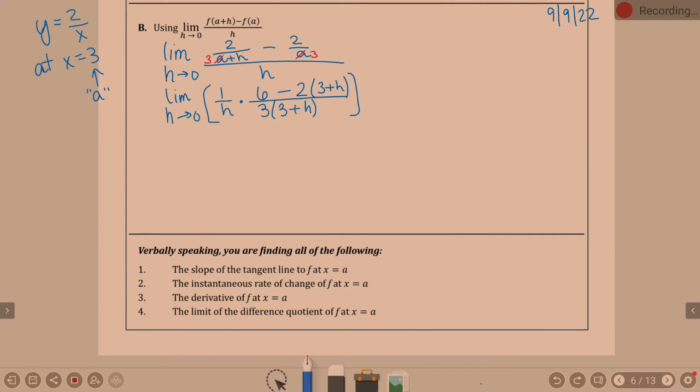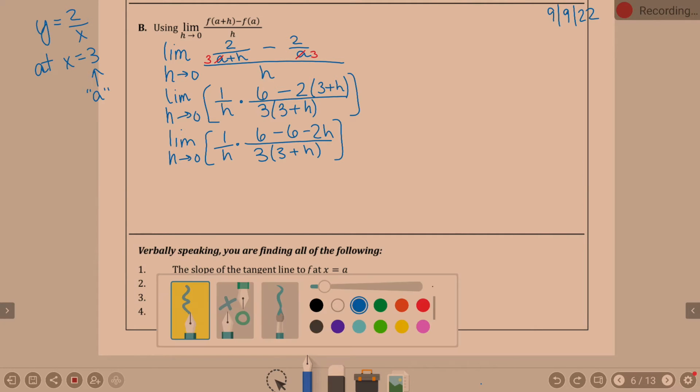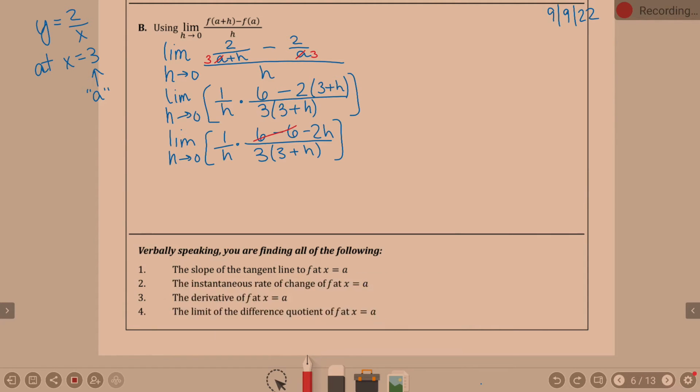Okay, are we better? It'll be nicer to work with the 3 anyways. The limit as h approaches 0. I'm still leaving the 1 over h out front until I'm more cleaned up. On top, I see 6 minus 6 minus 2h, still over 3 times 3 plus h. 6 minus 6 is canceling. I only have negative 2h left on top.